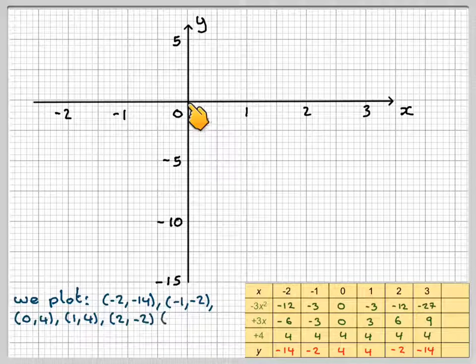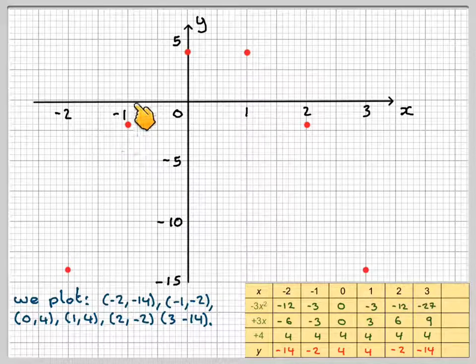So we need to remember on the y-axis that 2 little squares here is going to be representative of 1 unit. So we want minus 2, minus 14. That's going to be there. Minus 1, minus 2. And this has to be done accurately. So minus 1, minus 2, 0, 4, 1, 4, 2, minus 2, and 3, minus 14.